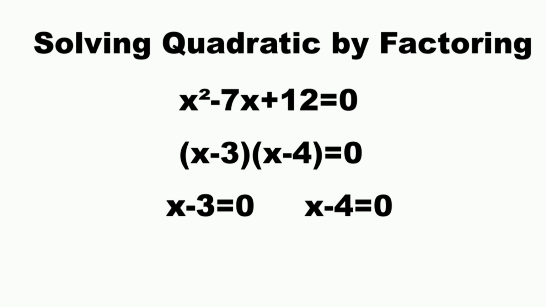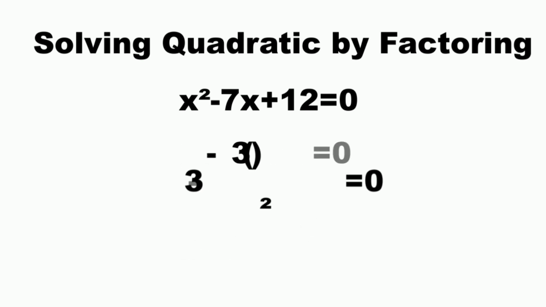Simplifying the first, x minus 3, we are going to transpose 3 to the right side of the equation, making it positive. So we have x sub 1, the first, equal to 3, and x sub 2 equal to 4. We just transpose 4 to the right side, making it positive. So x sub 1 is equal to 3, and x sub 2 is equal to 4.